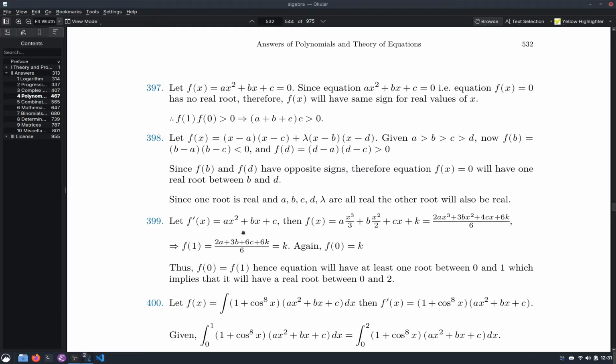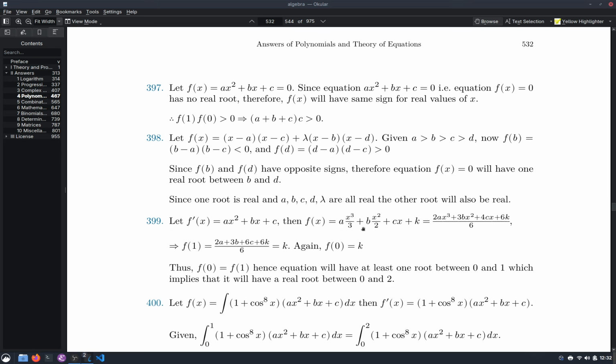So we integrate with respect to x. We get ax cubed by 3 plus bx squared by 2 plus cx plus k. We take LCM, we get 2ax cubed plus 3bx squared plus 6cx plus 6k by 6. Now we substitute f of 1. We get 2a plus 3b plus 6c. This should be 0.